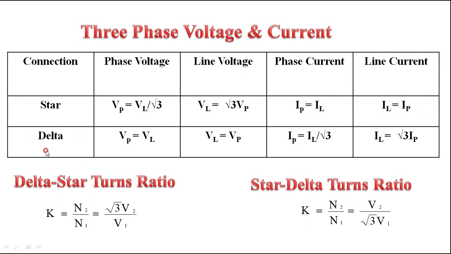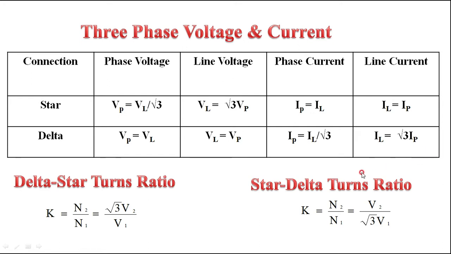If you are taking a delta connection, three-phase system, in that case the phase voltage and the line voltage are the same. Therefore, Vp is equal to VL. But in the case of current, if we take the relation between line and phase, the phase current is line current divided by root 3, or line current is equal to root 3 times phase current.